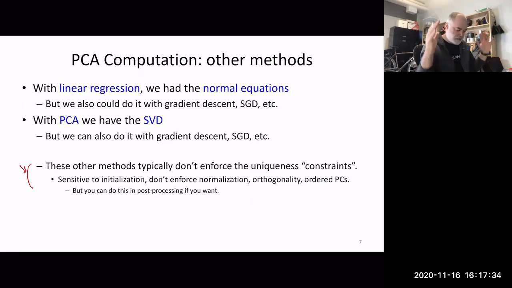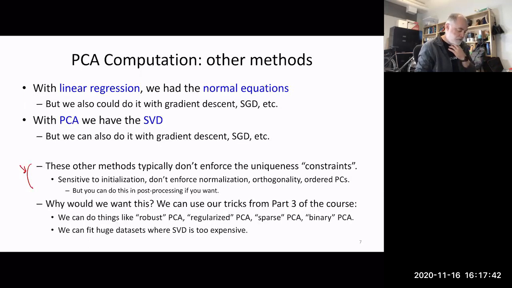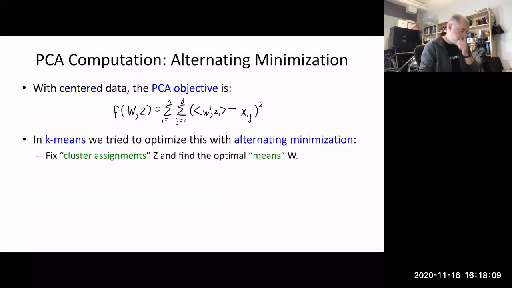Okay, and today, just to be clear, we're going to throw away normalization, orthogonality, ordered principal components, that sort of thing. You can always do that in post-processing. Why would we want to do this? Because if you want to make robust versions of PCA, regularized versions of PCA for better generalization, sparse PCA, binary PCA, or if you want to run PCA on really, really large data sets where running a singular value decomposition is impractical, too expensive.